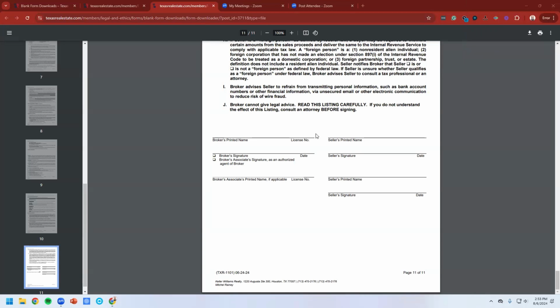The question is, how are they handling the intermediary situation then? I don't know how they're handling the intermediary. And we won't even get into that.